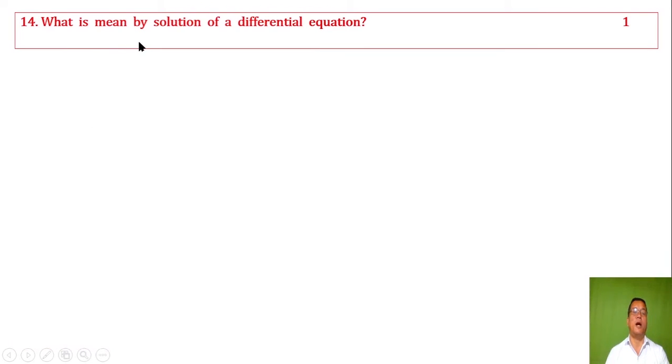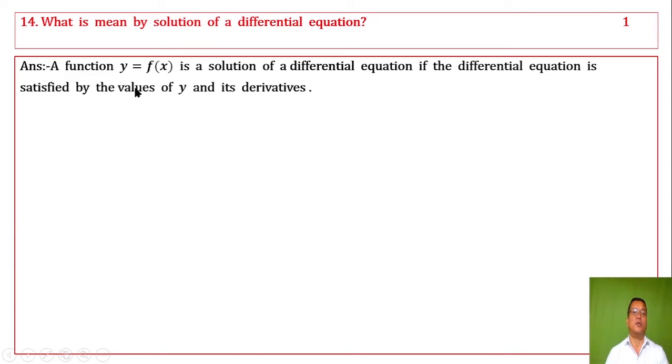What is meant by solution of a differential equation? A function y equal to f of x is a solution of a differential equation if the differential equation is satisfied by the values of y and its derivative.